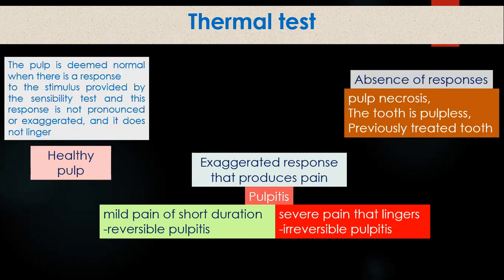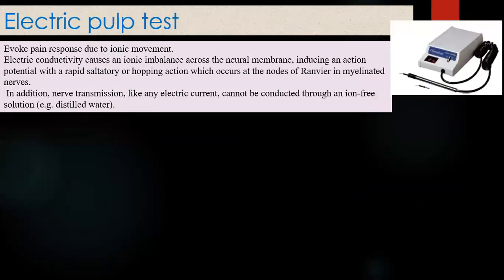And if there is no response to the thermal test compared to the adjacent tooth, then it is definitely pulpal necrosis, or a pulpless tooth, or a previously treated tooth. Next, we have the electrical pulp test. The basis of the electrical pulp test, we must know, is the ionic movement.